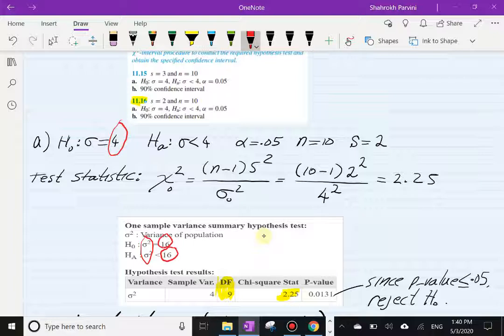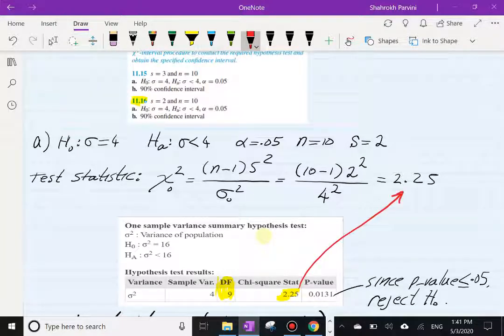And I'll emphasize, and again, I will reiterate this when we go to StatCrunch. StatCrunch works with variances. The exercises work with either variances or standard deviations. So you got to be really careful with that. But there you go. Just to point out again here, that 2.25 is exactly what this is. So we got the same thing. So this is your test statistic.